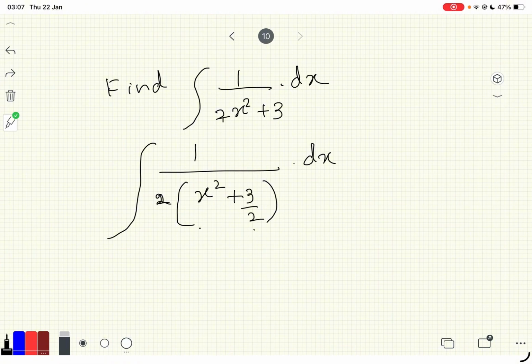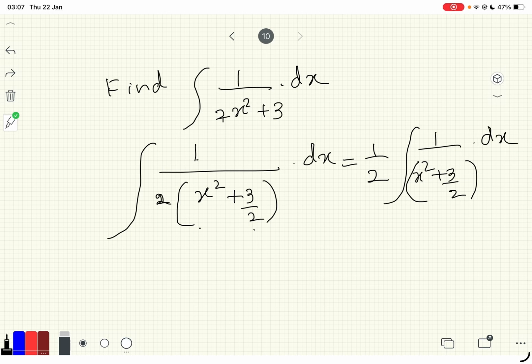If it is x squared plus constant form, then it is arctan formula. Now you bring this 1 by 2 out. 1 by 2 integral of 1 over x squared plus 3 by 2 dx. Now the x squared is okay, and we have to identify this a squared. If a squared is 3 by 2, a should be plus or minus square root of 3 by 2.